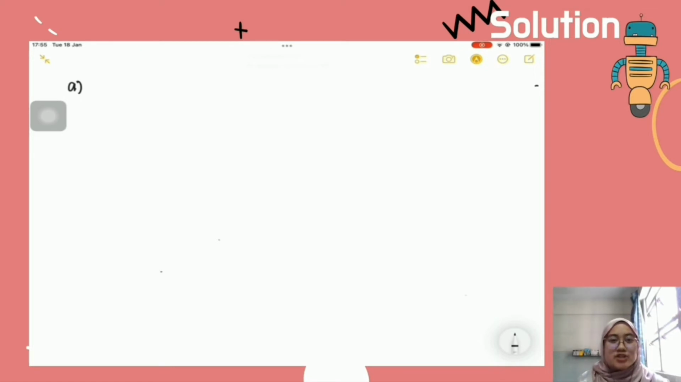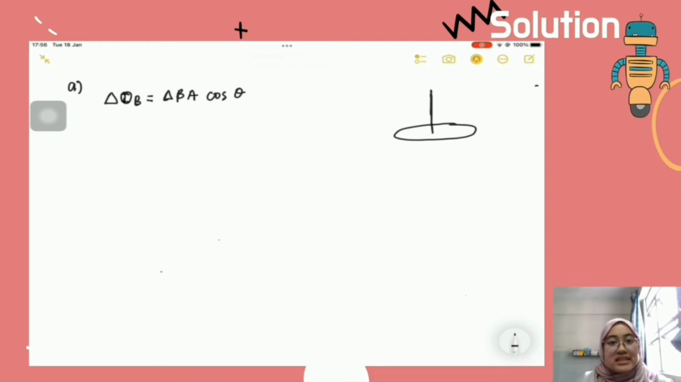So let's begin. As we can see from here, the change in flux is equal to the change in magnetic field times the area times cosine theta. Now we sketch a diagram to make it clearer for us. Here we have a circular loop with the normal line perpendicular to the surface, and here the radius. The magnetic field is parallel to the normal line. The angle theta is the angle between the normal line and the magnetic field. Therefore, the angle is 0 degrees. Thus, the cosine of 0 is equal to 1.